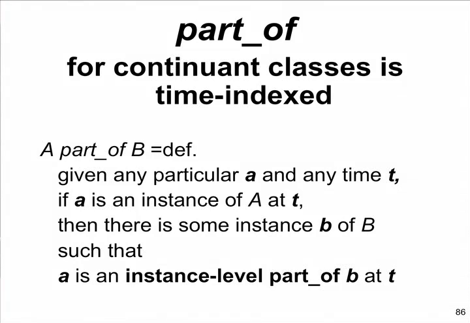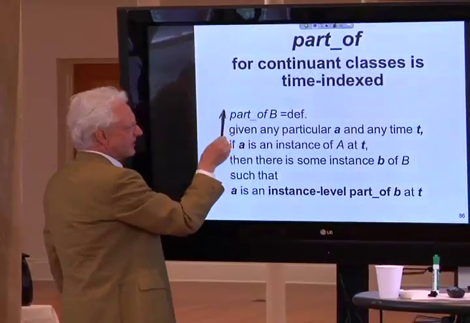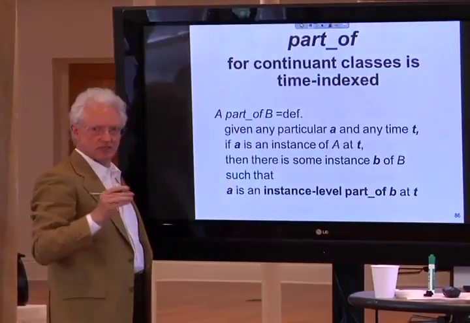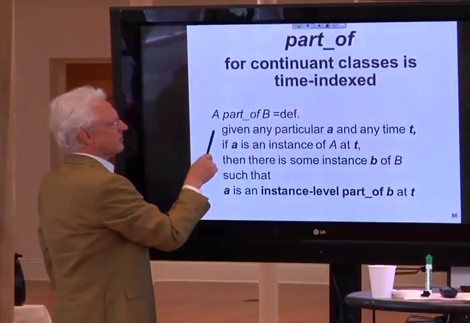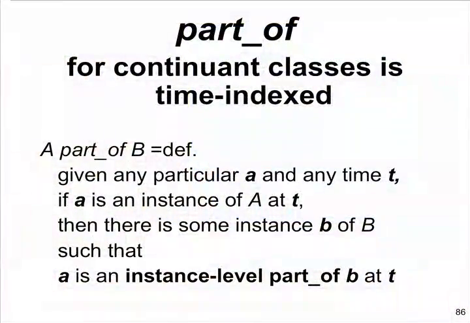As we were saying earlier, for continuant classes on the instance level, part of is time indexed. So to say that A part of B for continuants A and B, such as organism, means that given any particular A and any time t, if A is an instance of A at t, then there is some instance of B such that A is an instance level part of B at t.